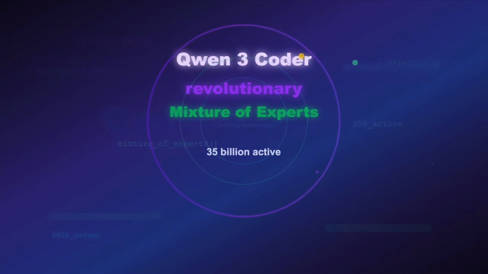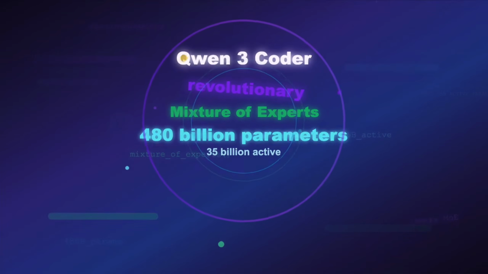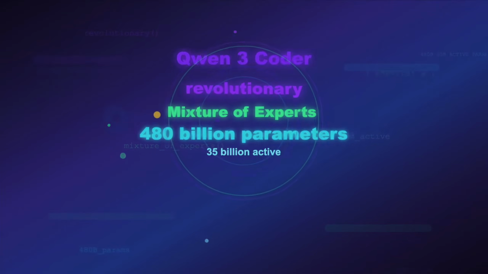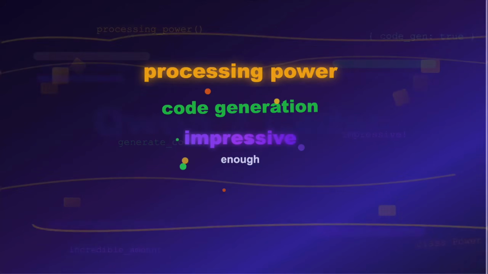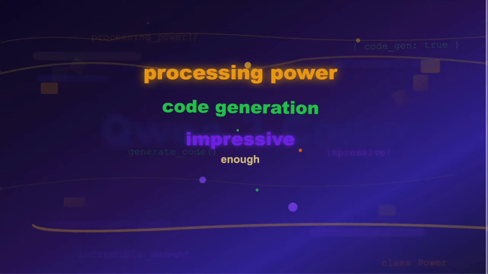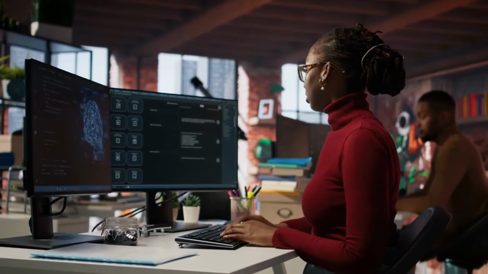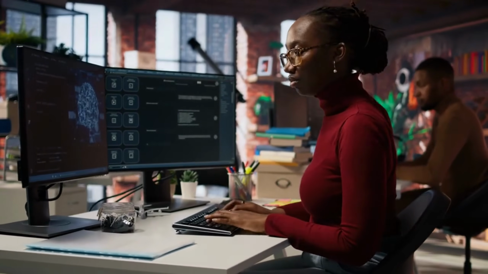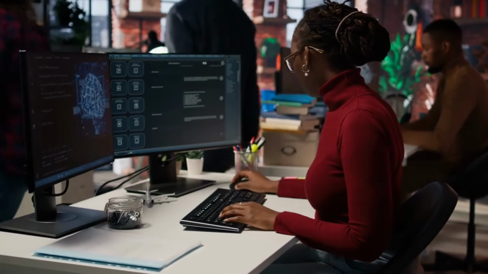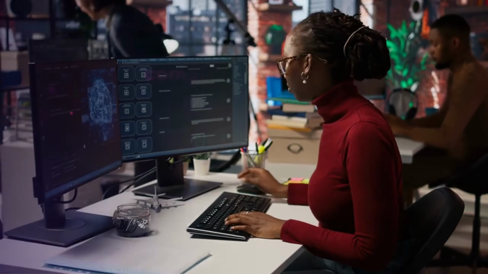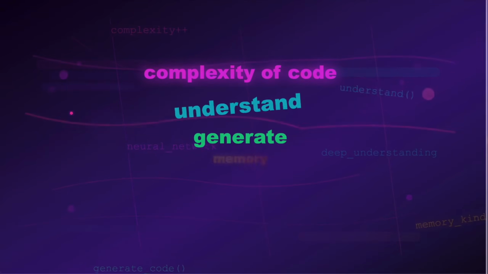Well, for starters, it's a mixture of experts model boasting a massive 480 billion parameters with 35 billion active parameters. Think about that for a second. That's an incredible amount of processing power dedicated to code generation. And if that wasn't impressive enough, it natively supports a whopping 256K context window, with extrapolation scaling all the way up to an astonishing 1 million tokens. Imagine the complexity of code it can understand and generate with that kind of memory.